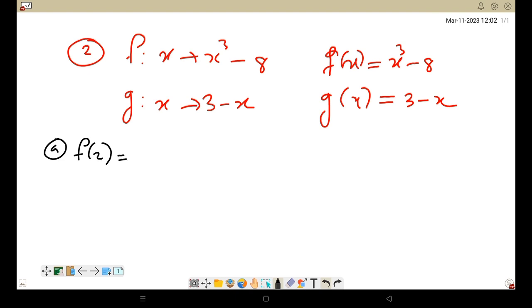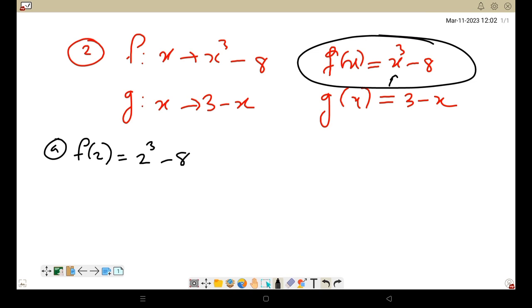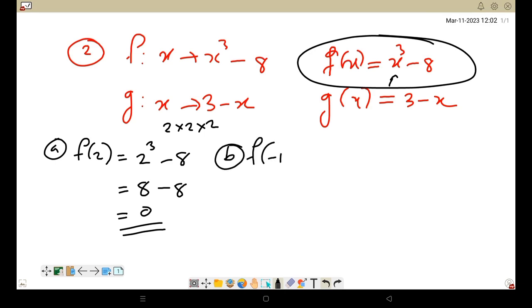Now we are going to find the answers. Question a is f of 2. We know that f of x is equal to x cube minus 8. So instead of x, we give the value of 2. So 2 cube minus 8. What is 2 cube? 2 times 2 times 2 is 8. 8 minus 8 is equal to 0. So f of 2 equals 0.